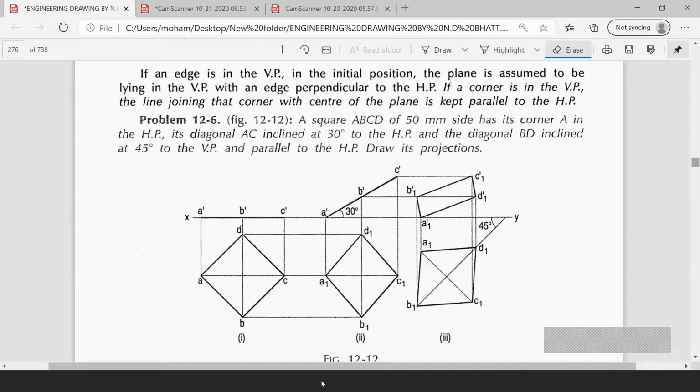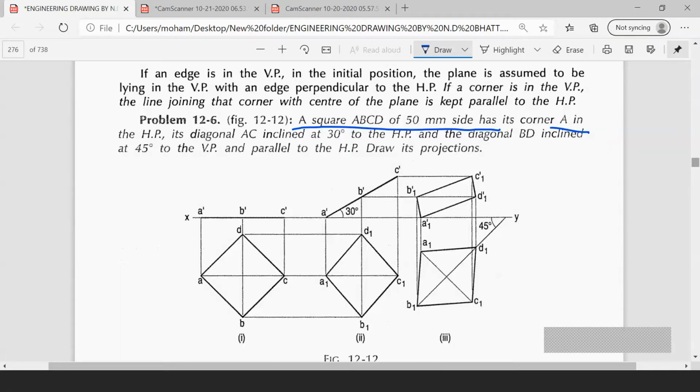identify it carefully. A square ABCD of 50 mm side has its corner A in the HP. Its diagonal AC is inclined at 30 degrees to HP and diagonal BD is inclined at 45 degrees to VP, parallel to HP. Draw its projection.